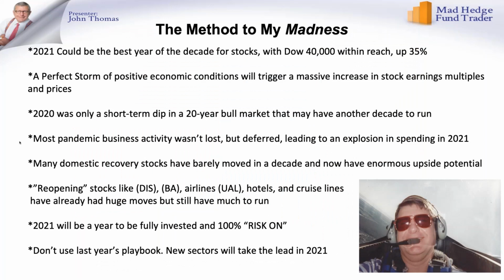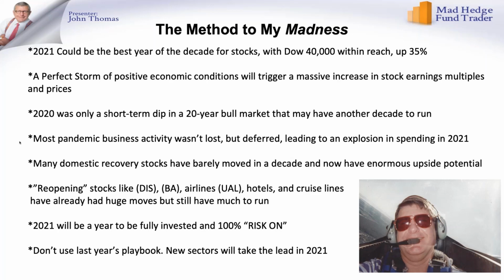2021 could be the best year of the decade for stocks, with Dow 40,000 within reach, up 35% on the year. A perfect storm of positive economic conditions will trigger a massive increase in stocks, earnings, and prices. 2020 was only a short-term dip in a 20-year bull market that may have another decade to run. Most pandemic business activity was lost, just deferred into this year, leading to an explosion in spending.